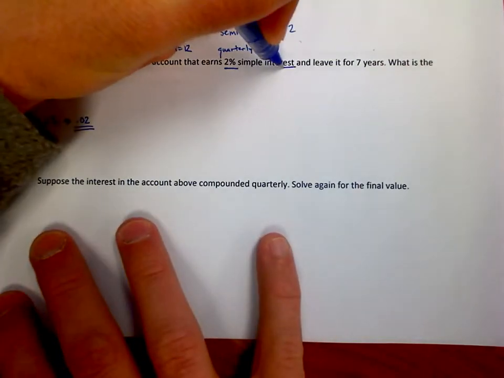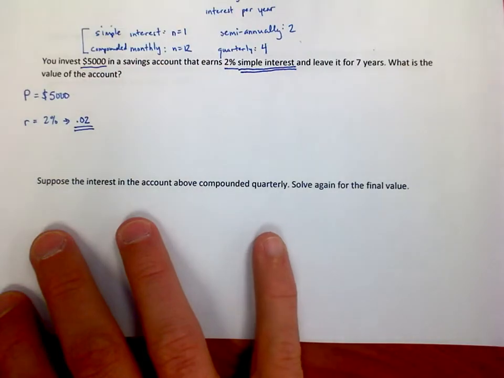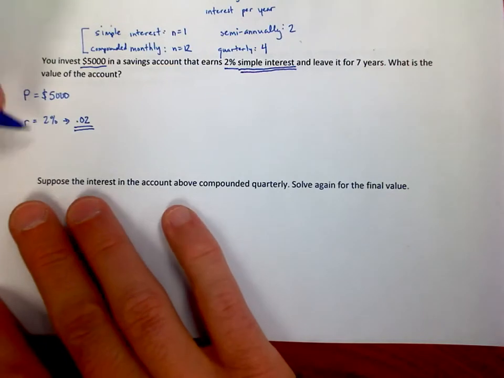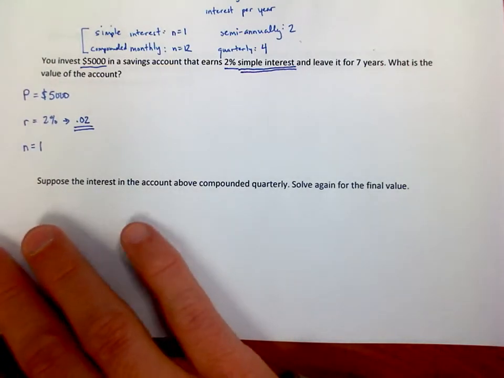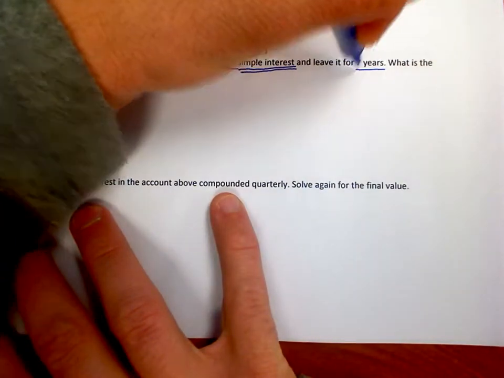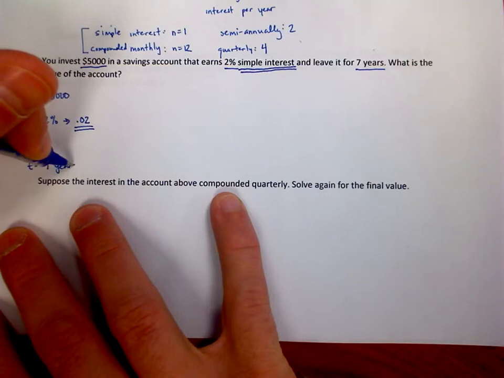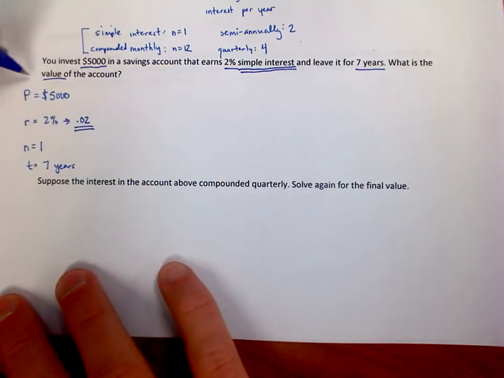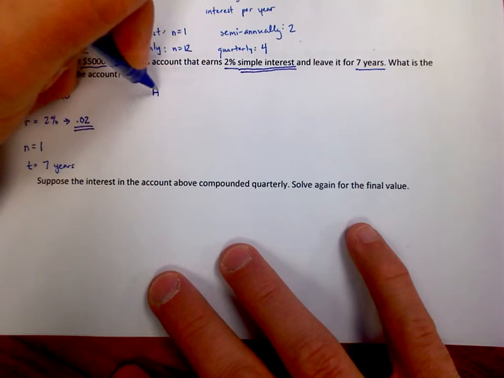The interest is called simple interest, and your job is to understand that means we're going to add interest one time every single year. That means that n is going to be 1 in our formula. We're going to leave it there for 7 years, so the time period, always in years, is going to be 7. Okay? And so the question is, what is the value of the account? What is A? That's what we're trying to solve for. And so our formula, if you pull it up, oh, sorry about the bell in the background.